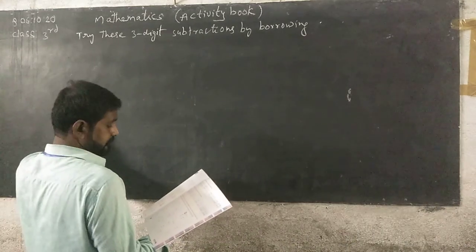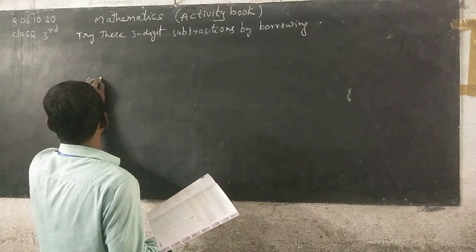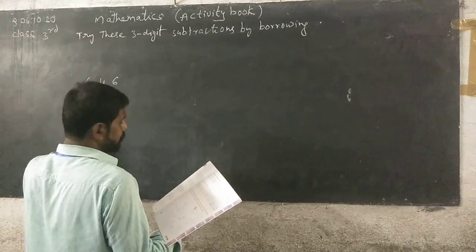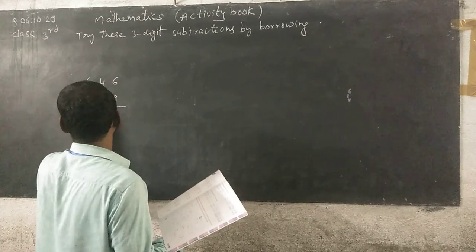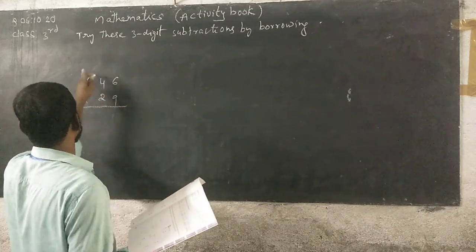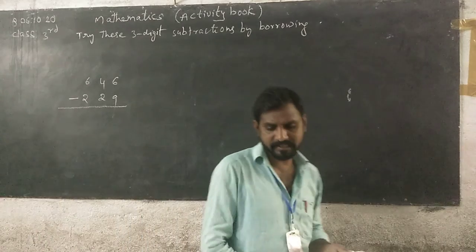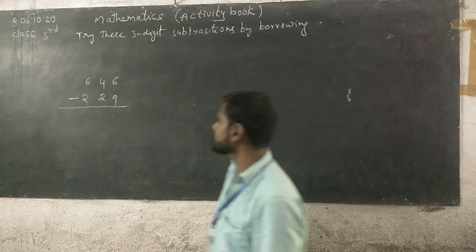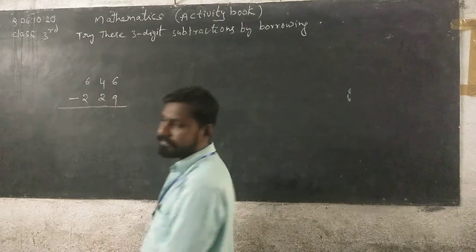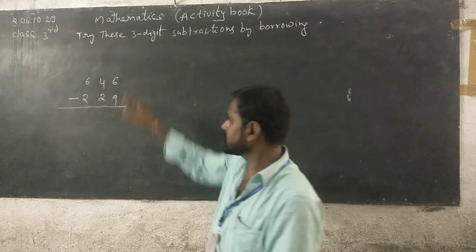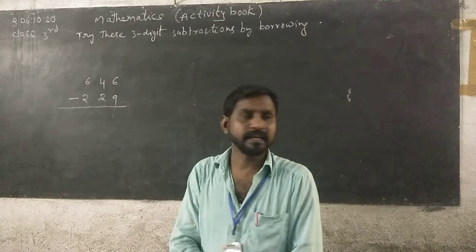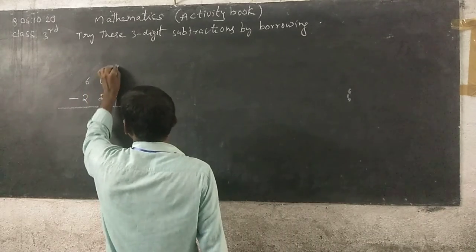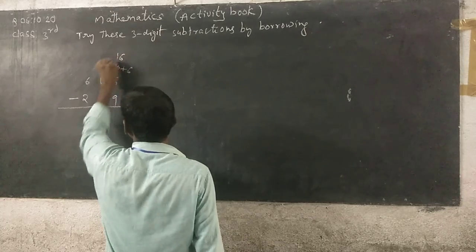See here, 646 minus 229. See, this is the ones place, tens place, hundreds place. First, subtract the digits in the ones place. See here, 6 minus 9, is it possible? Not possible. So 6 is less than 9. Take borrowing from 4, it can give 10. 10 is added to 6. 10 plus 6, you get 16.